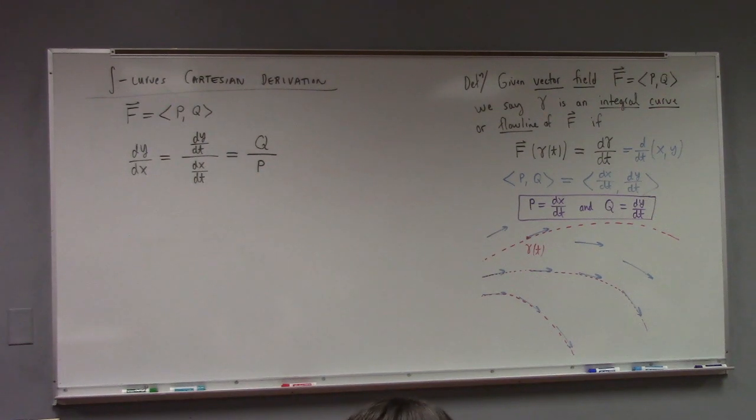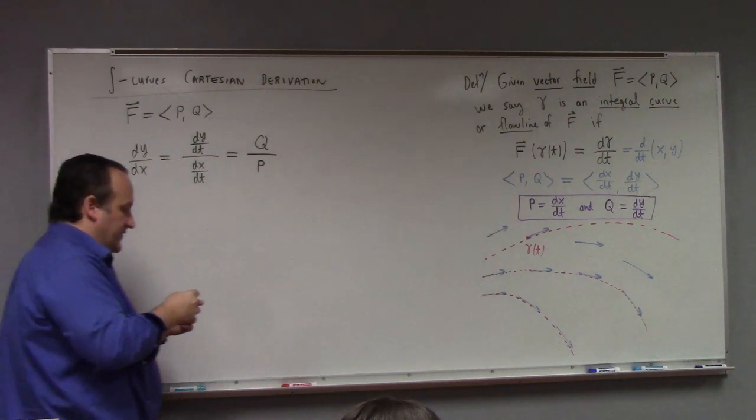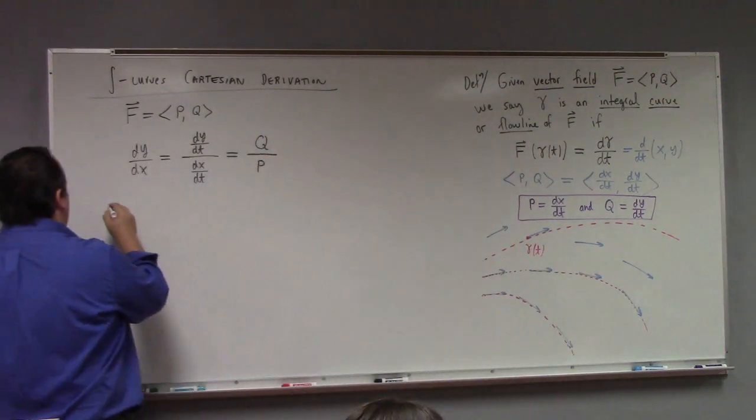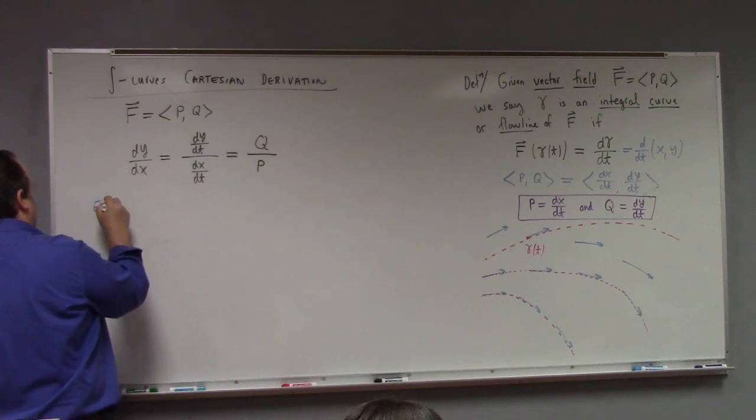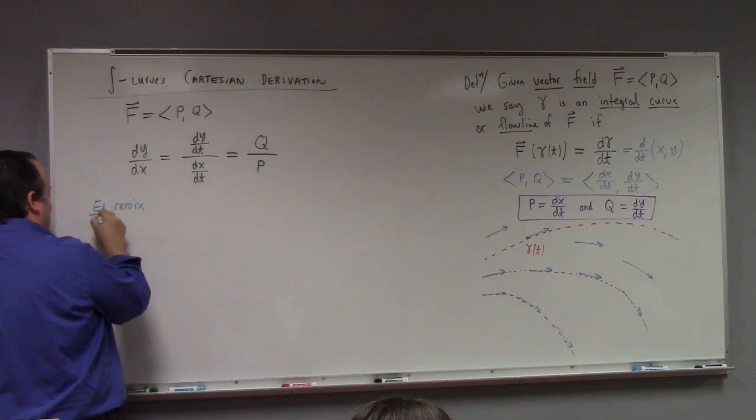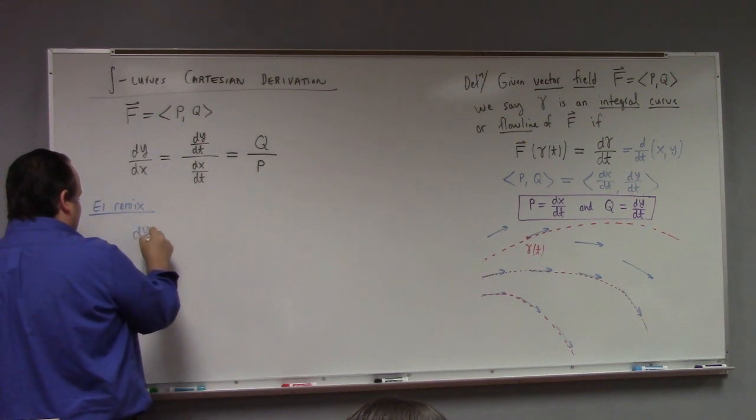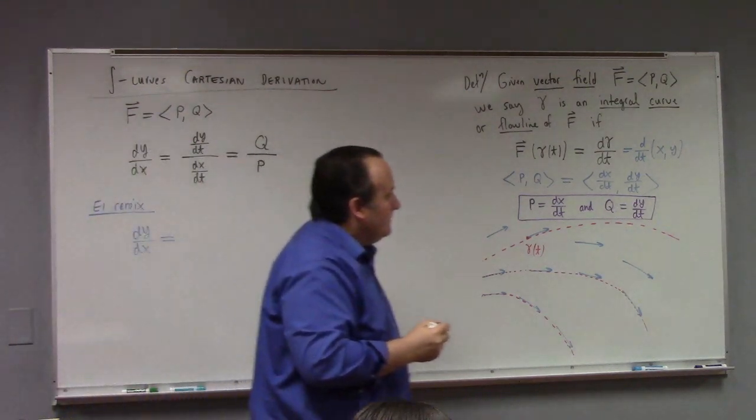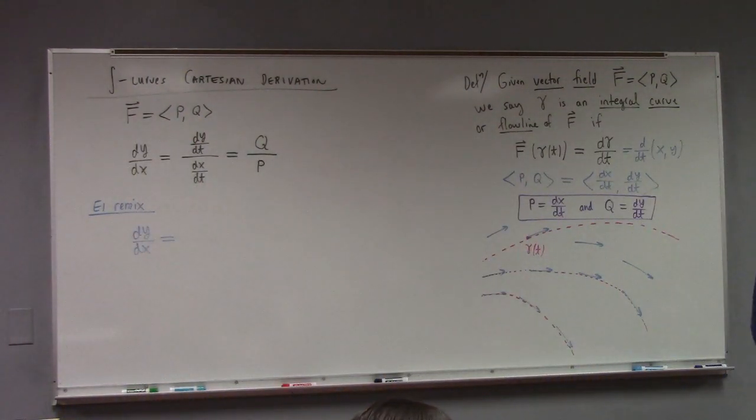Let's see if it works for our example. So for example 1, what was my p and what was my q? So example 1, remix. There, I'll be your DJ today. There you go. Let's see here. So dy dx. You guys don't like DJs? Okay, well, I'll accept that. No, we're just like, we don't like you as a DJ. I'll also accept that. Let's see here. Where was I? Oh, yes, x comma 2y.